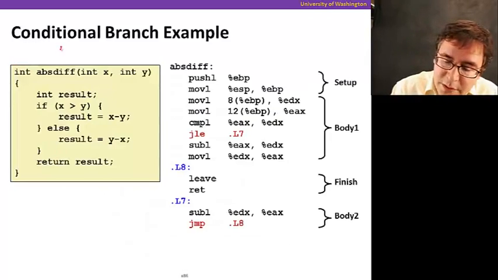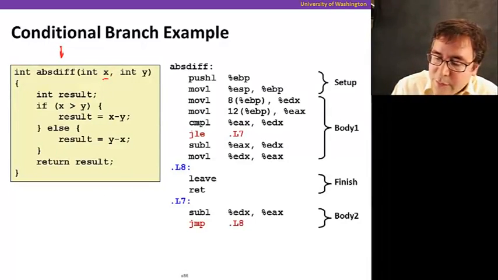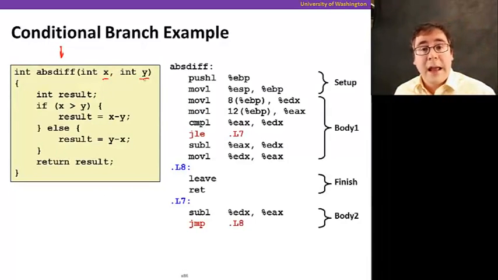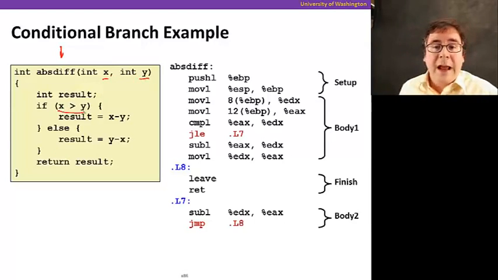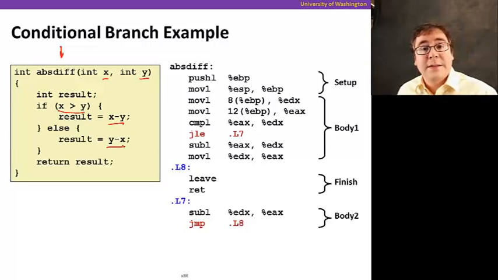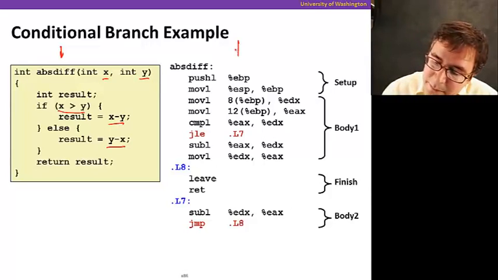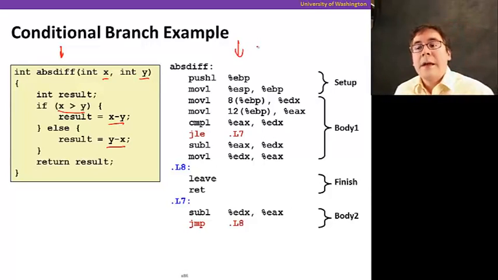So this piece of code here, ABS diff, does the following. It receives X and Y as parameters, and then returns the absolute difference between them. And the way we do that is by first comparing if X is greater than Y, and if so, the result is X minus Y because X is greater. Otherwise, it does Y minus X in case Y is greater than or equal to X. And this is the assembly code in IA32 that implements this piece of code.